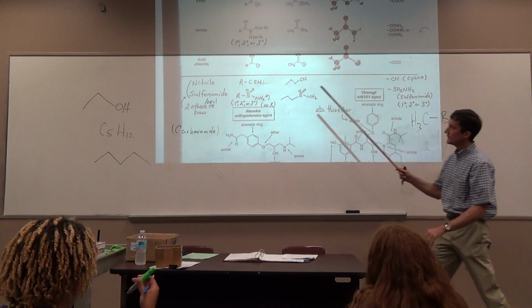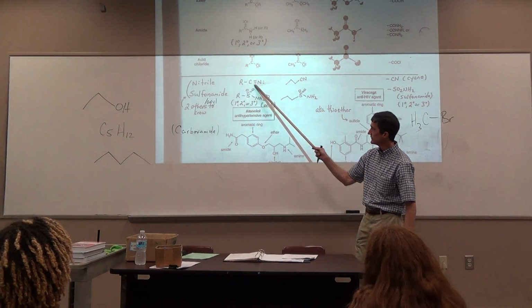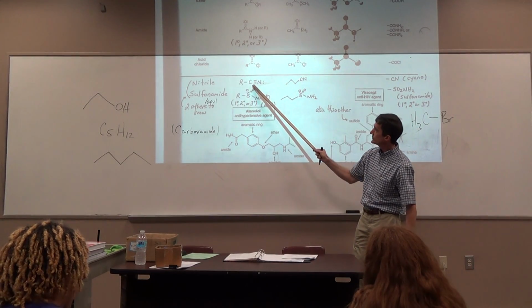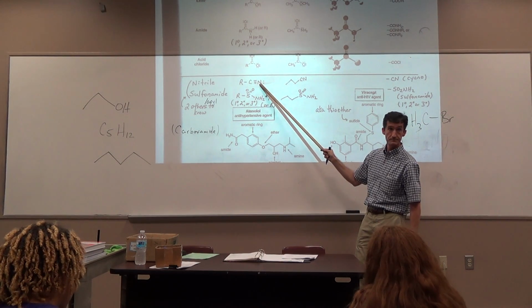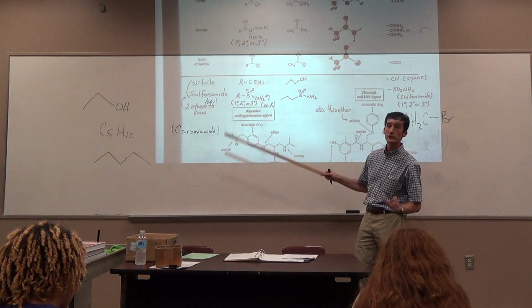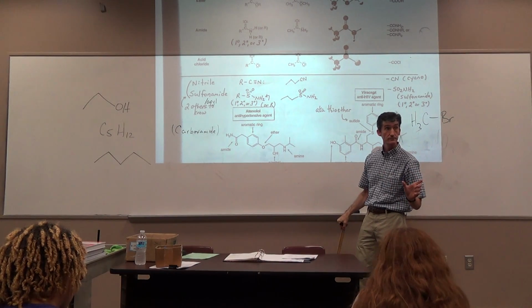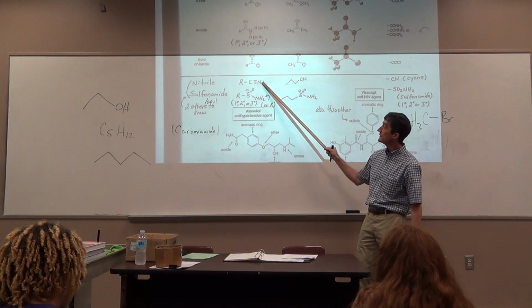Two I want to add. I'm not sure why they left this one off. Nitrile. This is where you have C triple bond N. Okay? C triple bond C is alkyne. C triple bond N, nitrile.